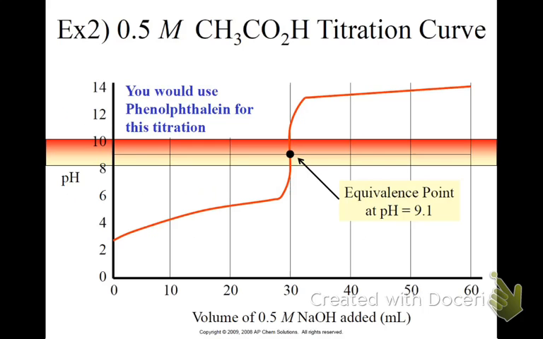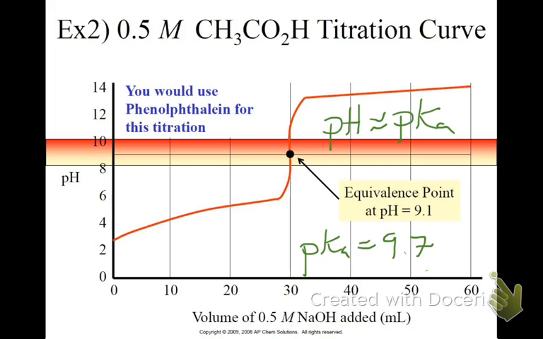So if we look back at our example here, the pH at the equivalence point was 9.1, and so you're going to want an indicator that has a pKa of approximately 9.1. The pKa of phenolphthalein is 9.7. So the negative log of the Ka for phenolphthalein is 9.7, and in this case the pH is approximately the same as the pKa, and that makes it a good indicator choice.